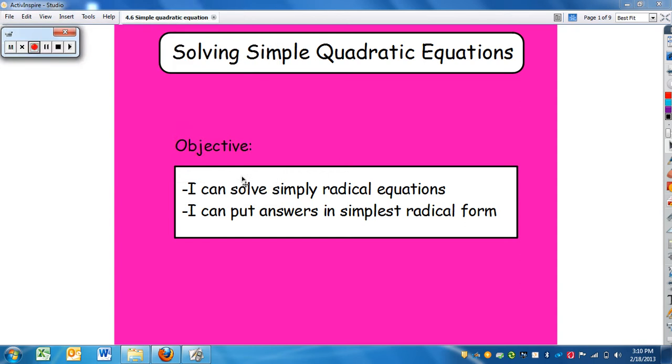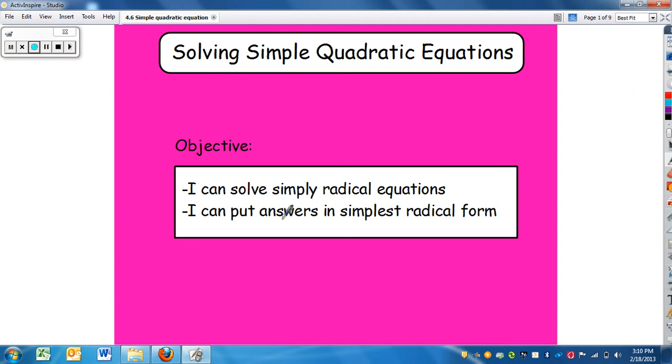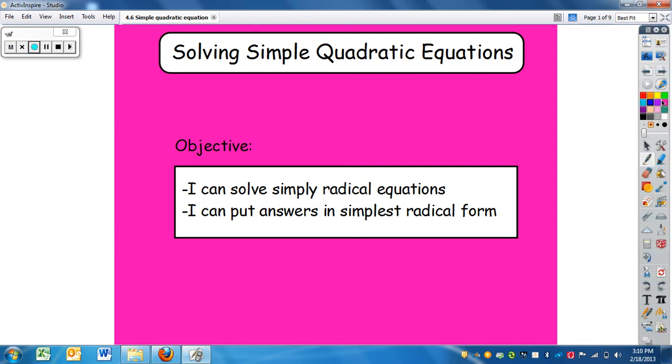So this video is going to be the last section for Unit 4. We are going to learn how to solve simple quadratic equations. So our goal is that you can solve simple radical equations or quadratic equations, and you can put these answers into simplest radical form, which is using everything we talked about so far in Unit 4.